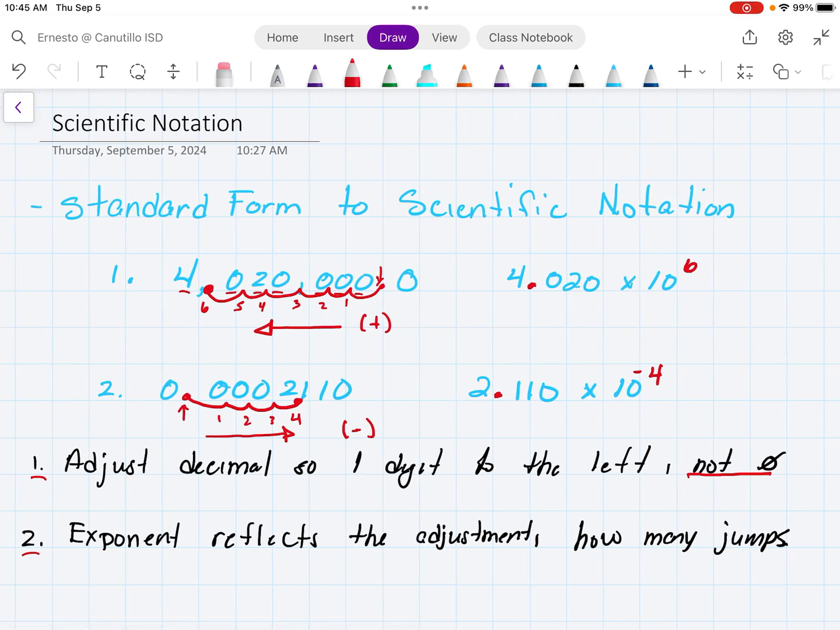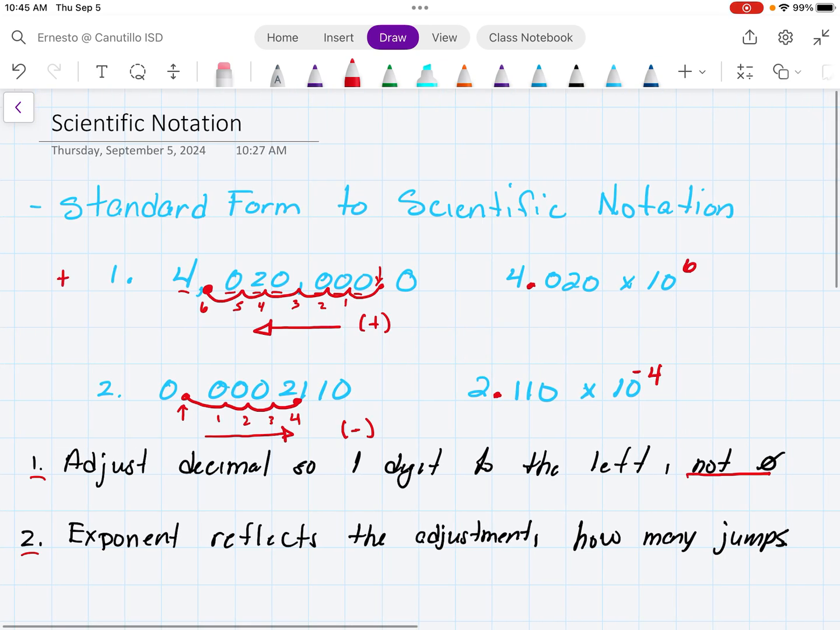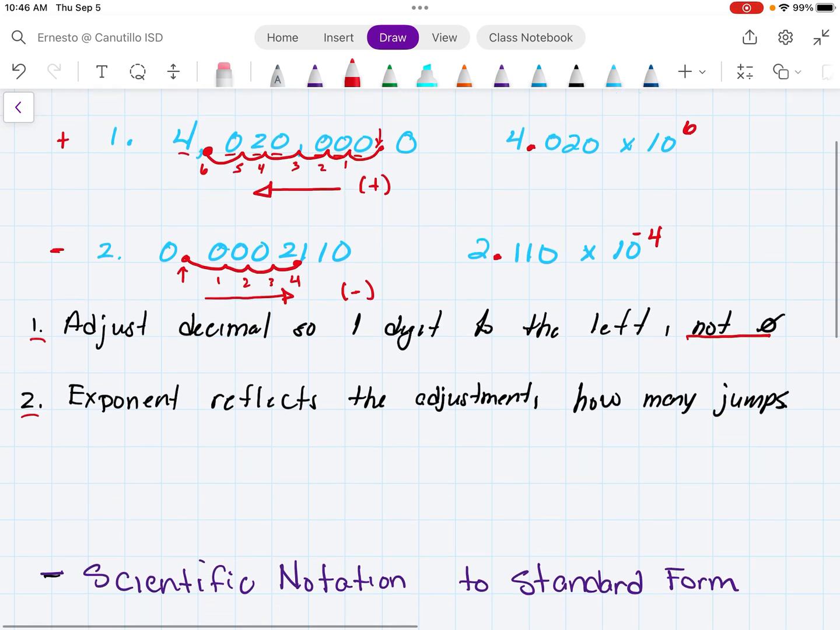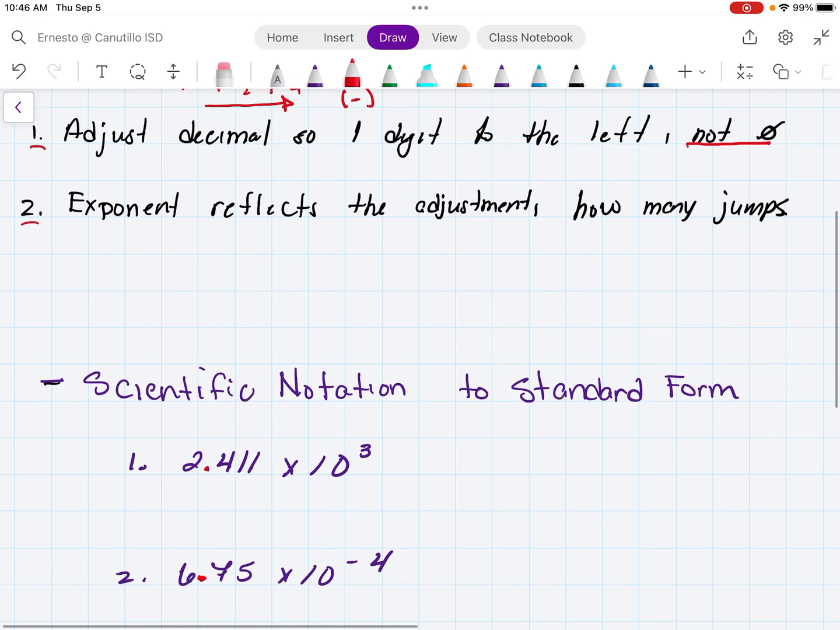Big numbers get a positive. Small numbers get a negative. If you're moving to the right, going into scientific notation, you're going to have a negative exponent. If you're moving to the left and going into scientific notation, you're going to have a positive exponent. Okay? All right. So let's go ahead and move on a little bit.